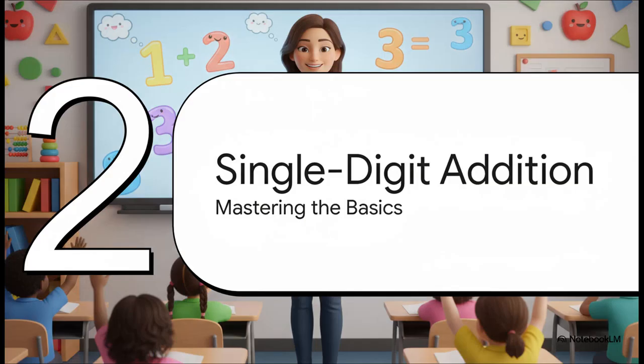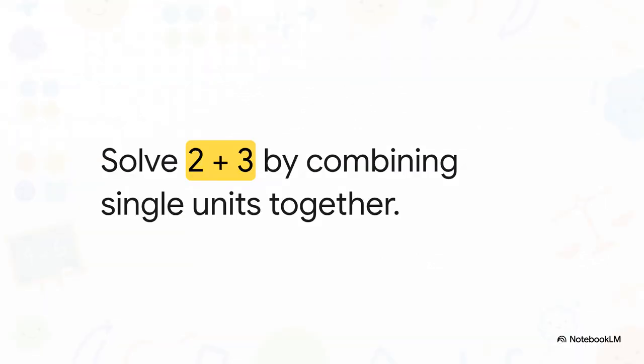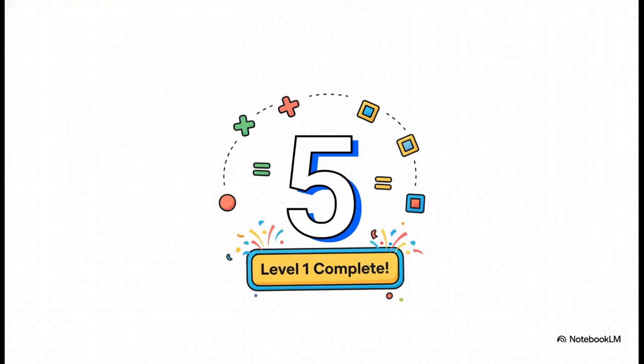Moving on to Level 1, Single-Digit Addition, Mastering the Basics. Our very first challenge from the source text is 2 plus 3. Now, this represents the absolute foundation of all addition, right? It's just about combining single units together. Picture this. You've got 2 isolated units of something, let's just say apples, and you bring them together with 3 more apples to make one single larger group. Boom, the answer is 5.